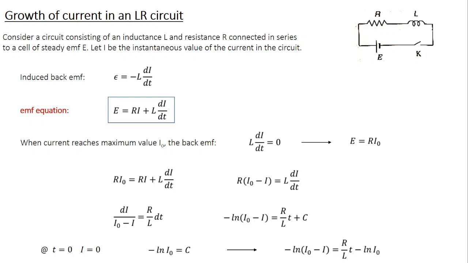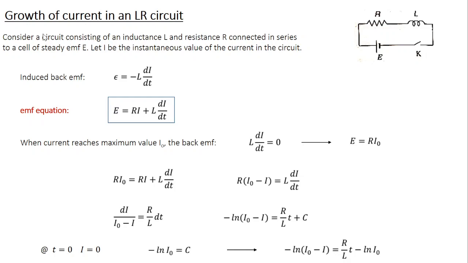So what we are going to do in this module is, using whatever electrodynamics we have learned so far, try to analyze the behavior of current in certain simple electrical circuits. So let's start with an LR circuit where an inductance L and resistance R are connected in series to a cell of constant EMF E. Using a switch K, you can control the current flow through the circuit. When the switch is closed, the circuit is complete and current flows, and when the switch is open, the circuit is broken and no more current flows through the circuit.